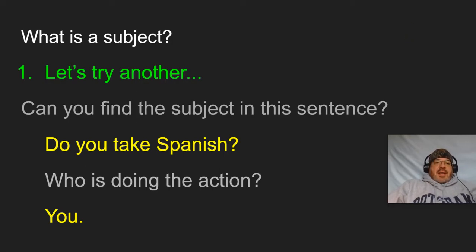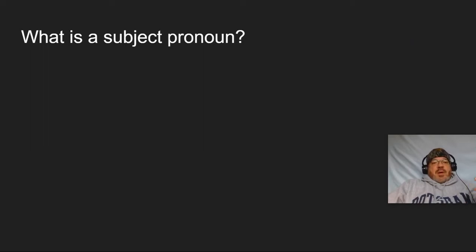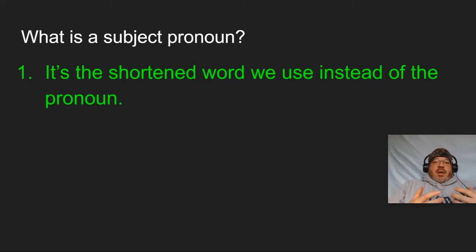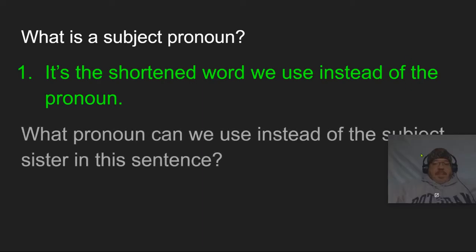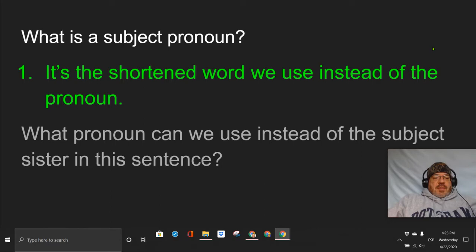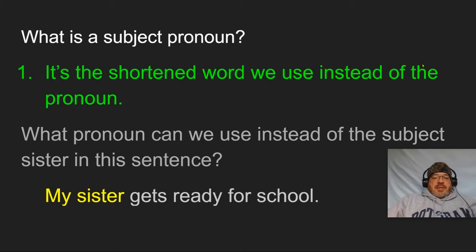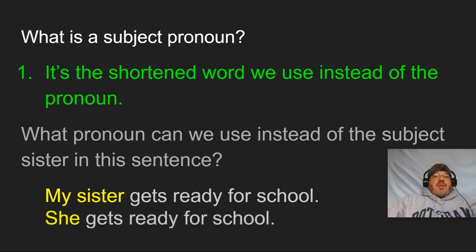Okay, let's go to the next step. We just answered what a subject is. Subject is a person doing the action. What is a subject pronoun? Well, it's a way that we can shorten how we talk. So a pronoun is a word that we use instead of the subject. So, for example, we have this statement. What pronoun can we use instead of the subject, sister, in this sentence? My sister gets ready for school. What word could we use instead of my sister? We could say she. All right, so my sister is the subject and she is the subject pronoun.